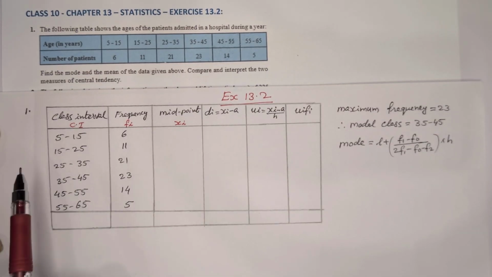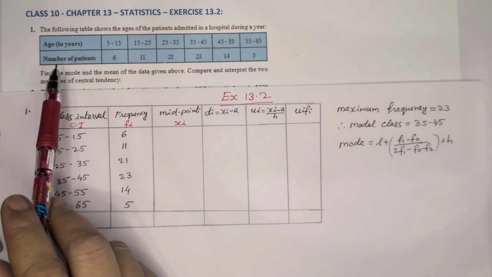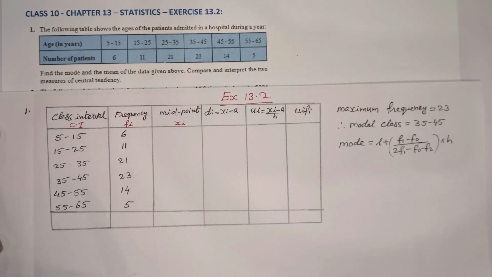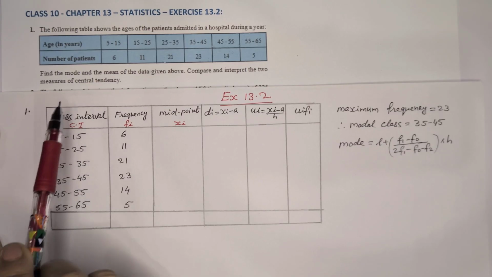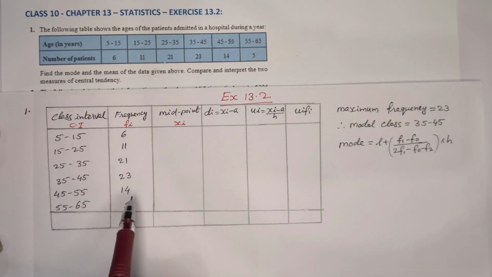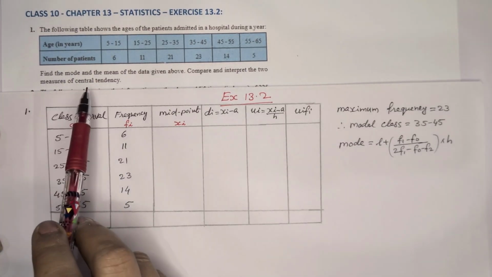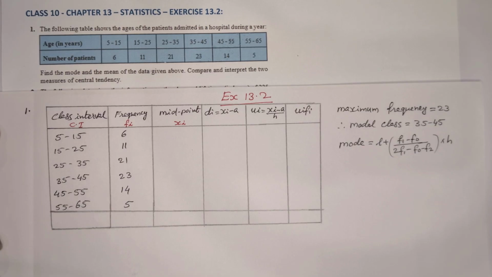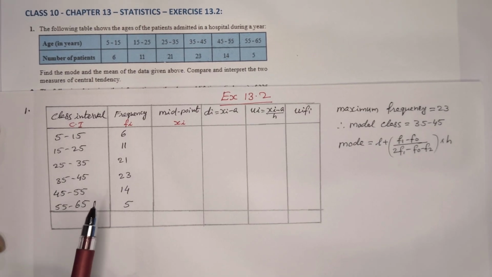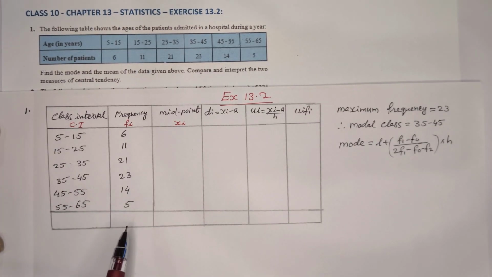Second exercise, first question. The following table shows the ages of the patients admitted in a hospital during a year. That we can take as class interval, and number of patients, that is frequency. Find the mode and mean of the given data. Compare and interpret the two measures of central tendency. First we can calculate the mode, using class interval and frequency.